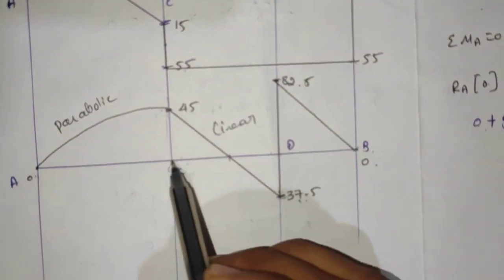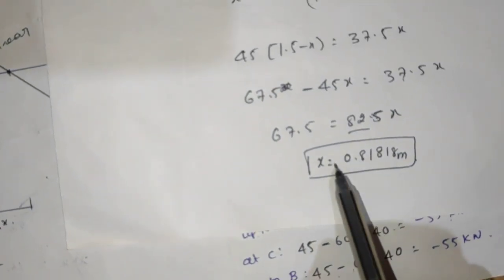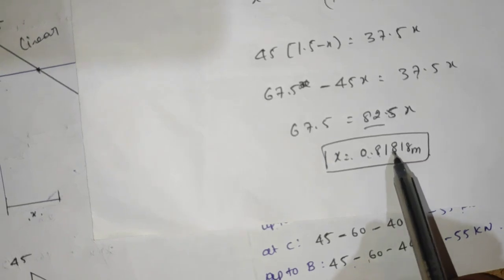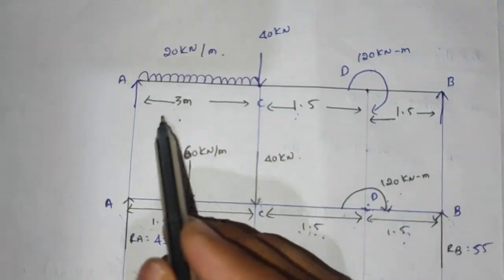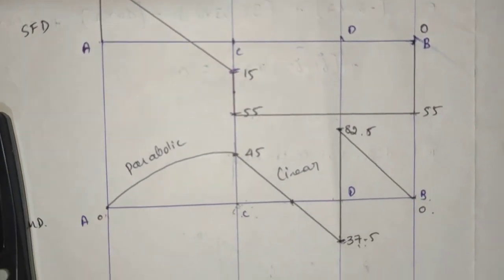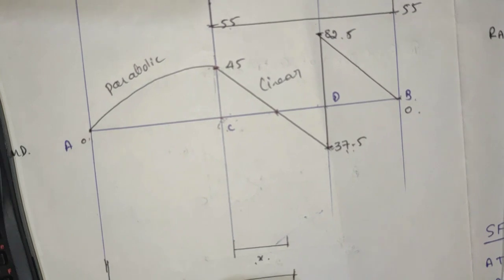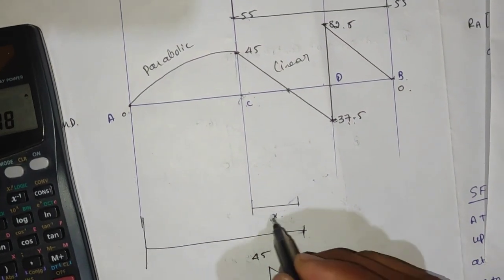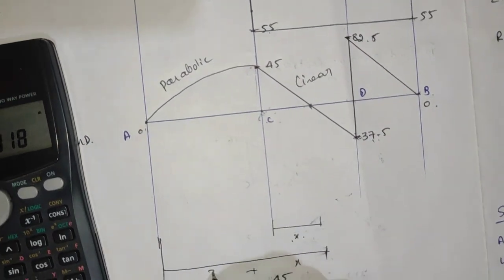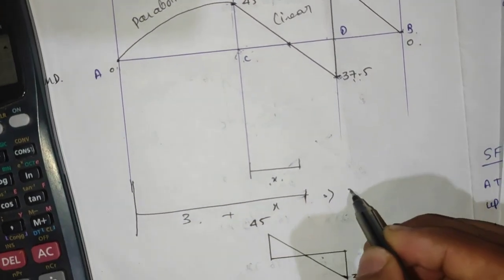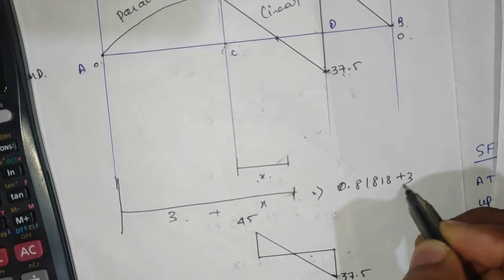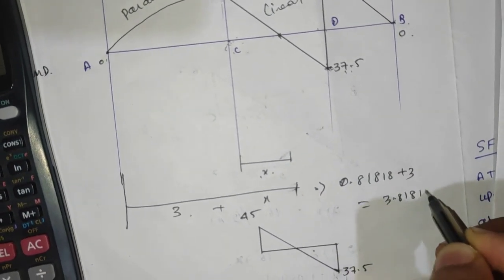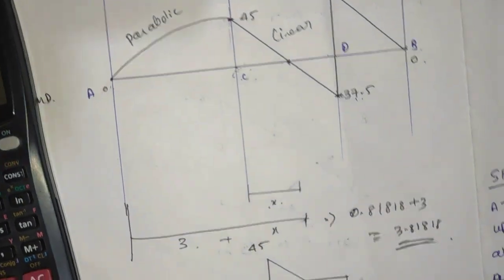Point of contraflexure from C to here: how much is it? 0.81818. From here to here, this distance we know is 3. If you want to write from here to here, this is x plus 3, therefore x is given as 0.81818 plus 3, that is equal to 3.81818. This is the answer in meters.